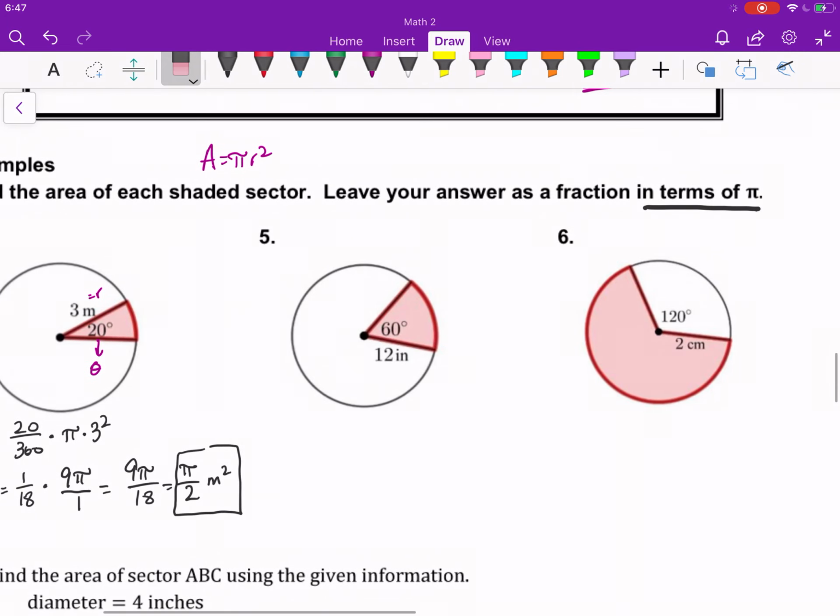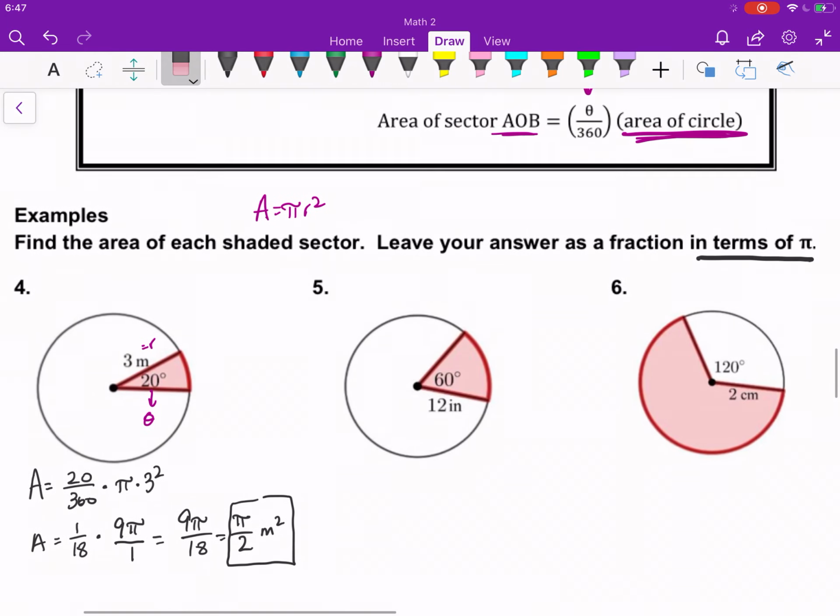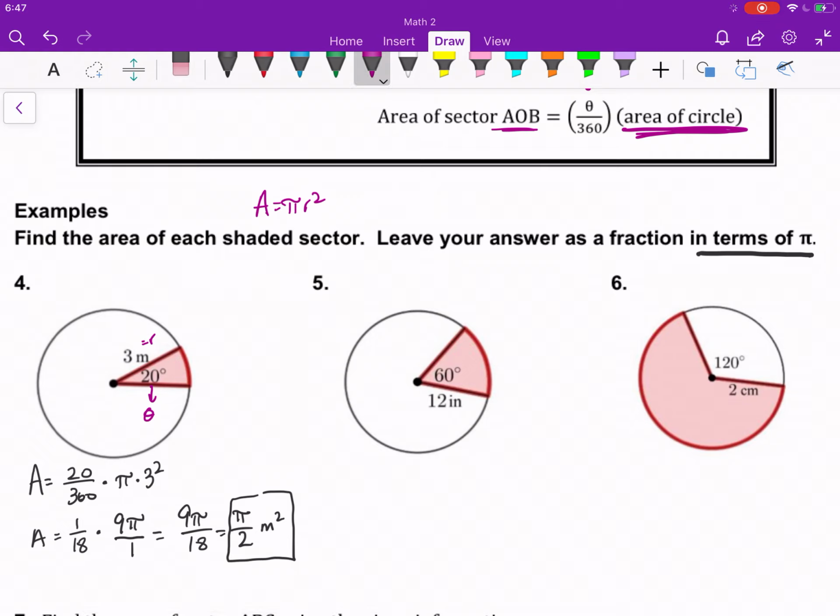Okay, let's go to number 5. Same idea. I'm going to keep that equation up there if I can. So we once again have our theta right here is 60 degrees. Our radius is 12. So we can just go for it. So we have the area is equal to 60 over 360, because we're trying to figure out what fraction of the circle this little region is. Then we're going to multiply that by the area of the circle, so pi times 12 squared.